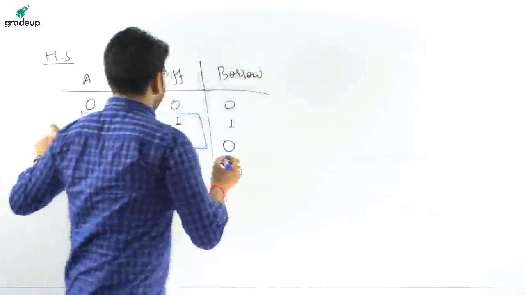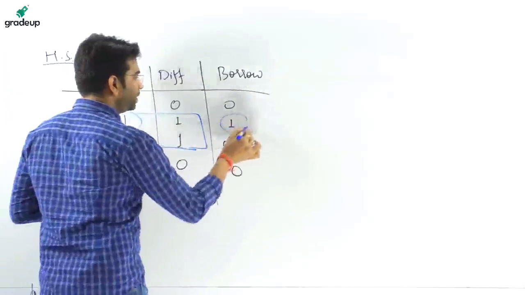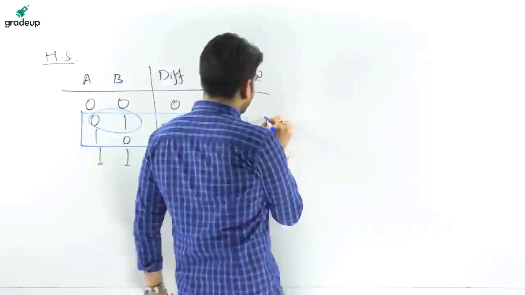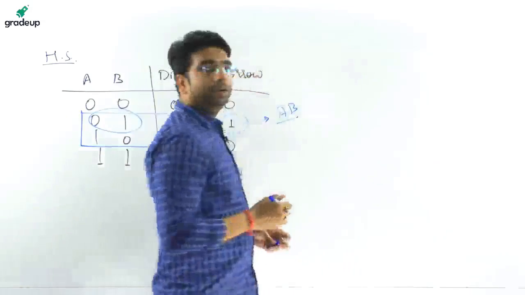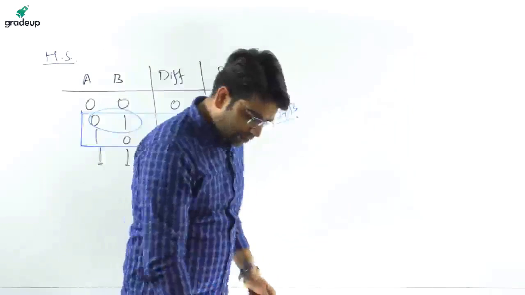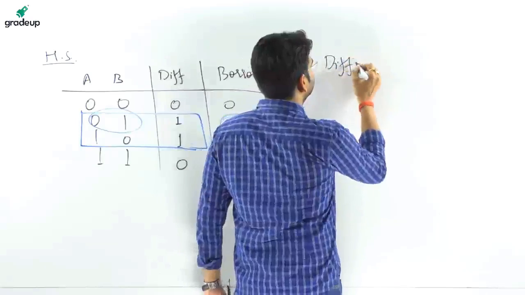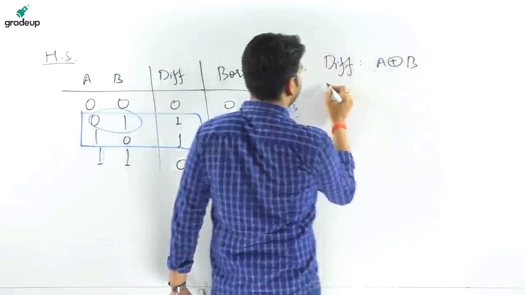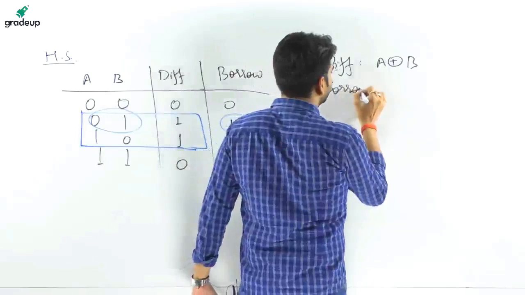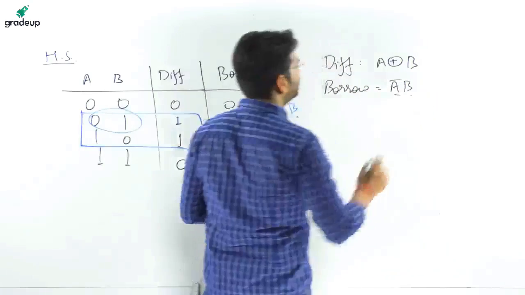Borrow कहाँ पे आ रहा है? Borrow is at this place. तो borrow के लिए expression क्या हो जाएगा? A bar B. And for difference, the expression will be XOR: difference will be A XOR B. And for borrow, the expression will be A bar B.